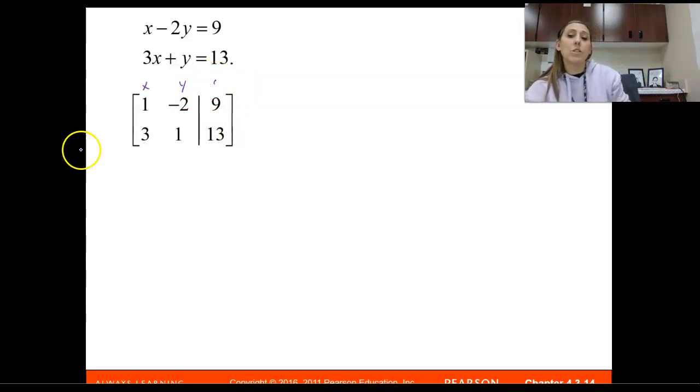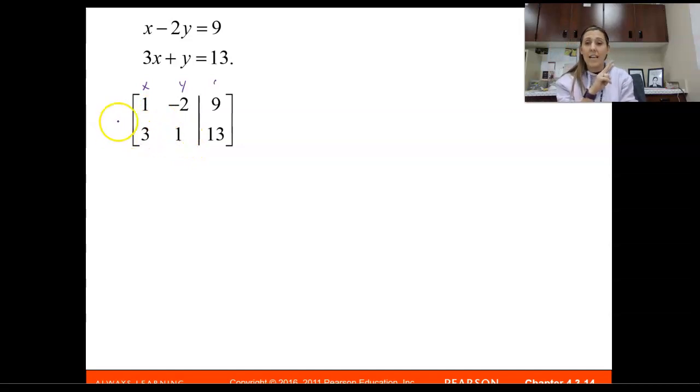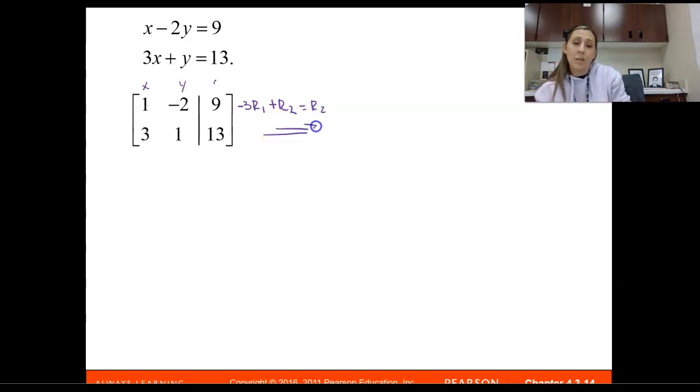So the first thing I want to do is look at this: my diagonals are already 1s, but the second thing we have to have is that anything under a 1 has to be a 0. So we've got to get rid of this. I've got a 1 here, so I don't need to do anything to row 1, but I do need to get rid of this 3. So I'm going to multiply row 1 by -3, add that to row 2, and that's going to equal row 2. So that's what I'm going to do.